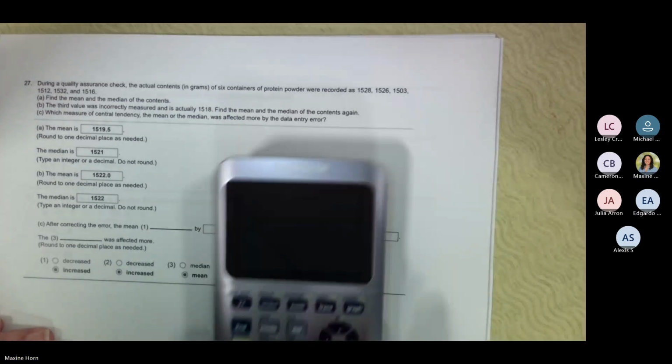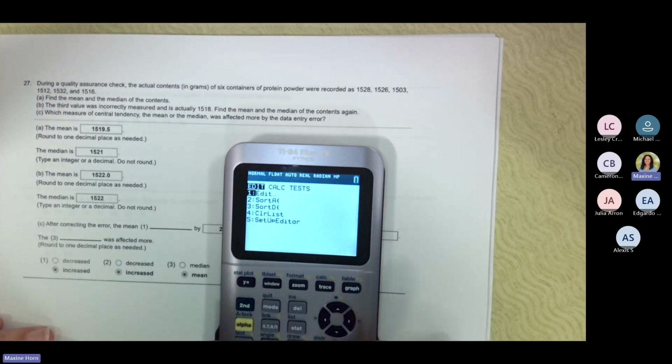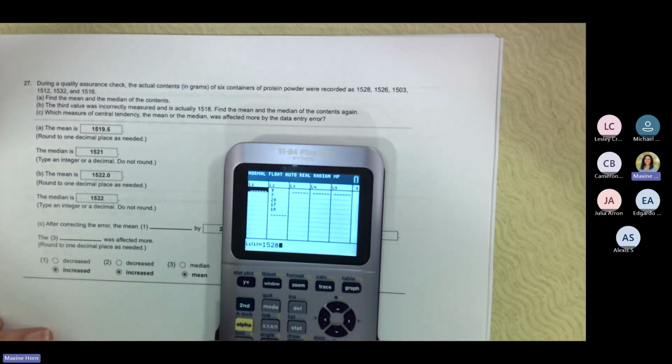Okay, during a quality assurance check, the actual contents in grams of 6 containers of protein powder were recorded as, and it gives a bunch of numbers. Find the mean and the median. Then we have a value that was incorrectly measured. We need to recalculate, and then which was more affected by that entry error. Okay, so we're going to go stat, we're going to edit. I'm going to clear this list. I'm going to plug in these numbers, 1528, 1526.